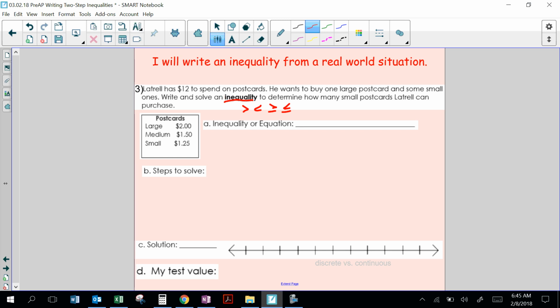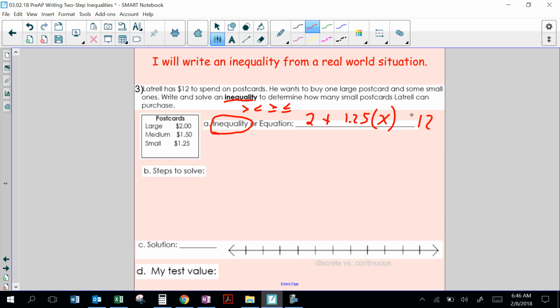Oh, we're supposed to find that out. So it's an inequality. He wants to buy one large postcard that costs $2, plus some small ones at $1.25 each. Do we know how many small ones he bought? Nope, so let's use x. So he needs to buy a large one plus $1.25 times the small ones, but he has only $12.